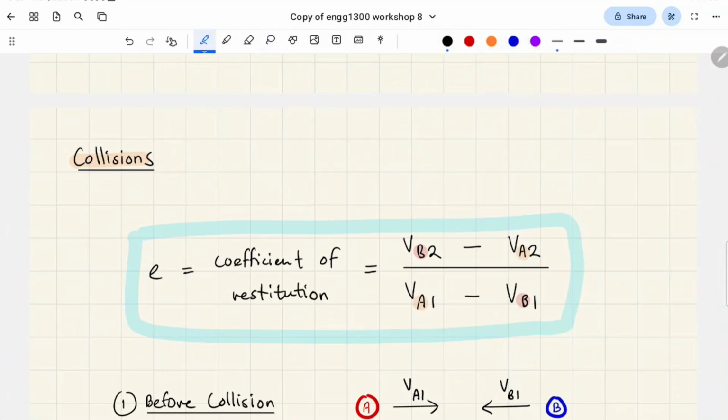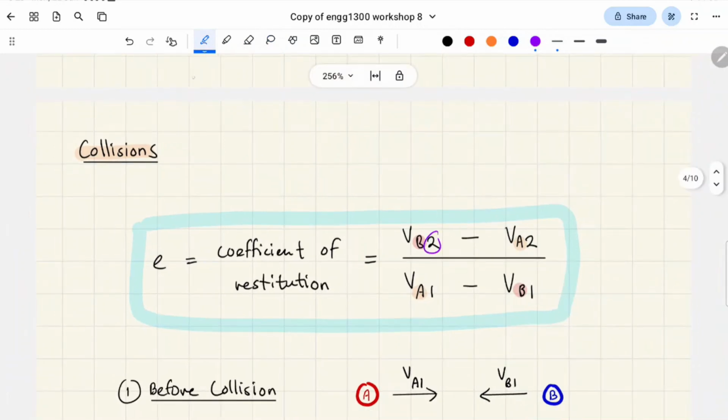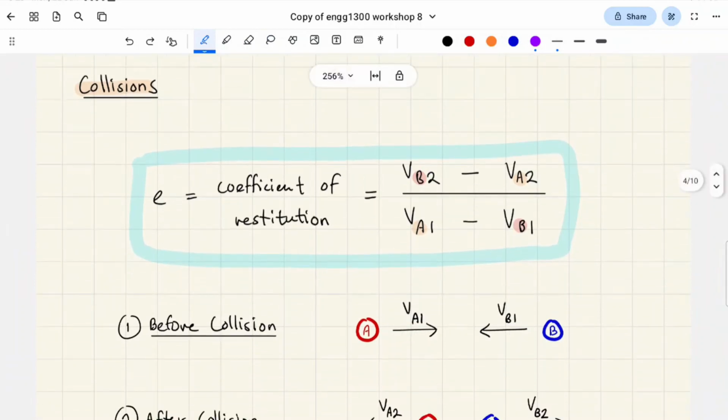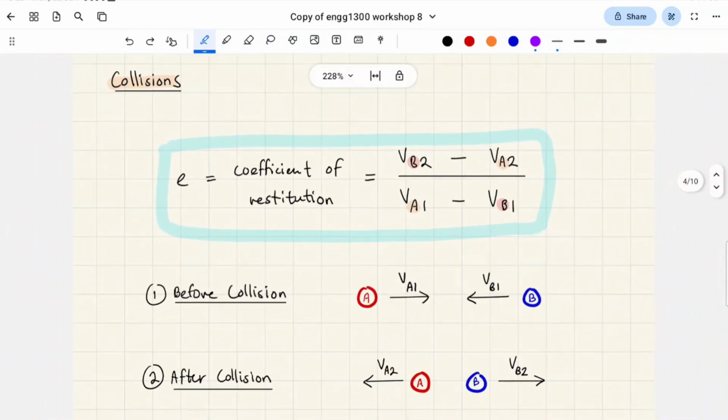And you'll note as well that here I've highlighted in red and orange the fact that B and A are swapped from numerator to denominator. The reason for that is because of the nature of our impacts. They're moving towards each other, but the velocities have to go away from each other after the impact, right? They collide and then the normal forces cause them to go the other way. So that's why those are flipped around, because the velocities are in the other direction.